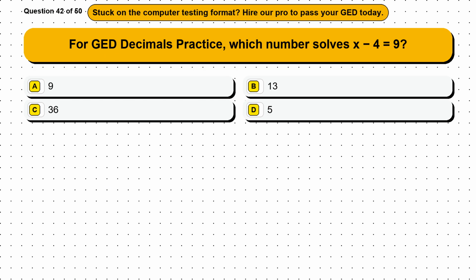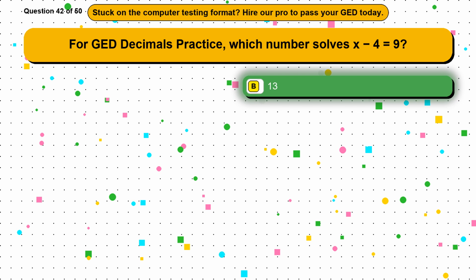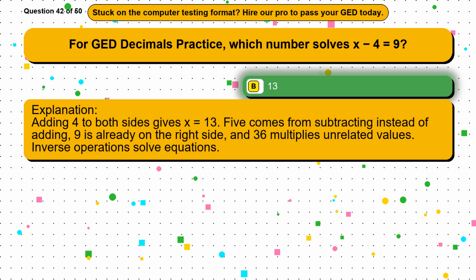Question 42. For GED Decimals Practice, which number solves x minus 4 equals 9? Option A 9. Option B 13. Option C 36. Option D 5. The correct answer is option B. 13. Adding 4 to both sides gives x equals 13.